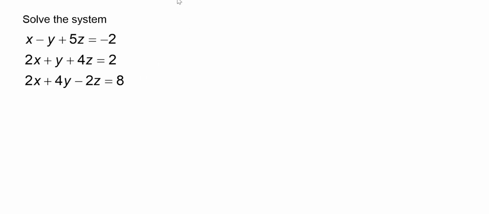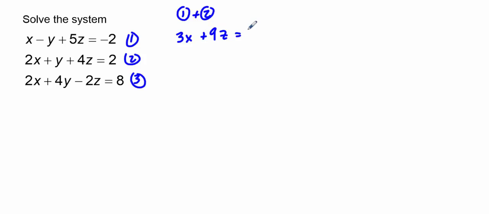So this problem looks very similar to the ones we've already done, except you'll see as we work through it, it ends up quite different. Again, let's label 1, 2, and 3. I'll get rid of the y's in this case, so I'm going to take 1, add it to 2, get 3x, y's go away, 9z is equal to 0.